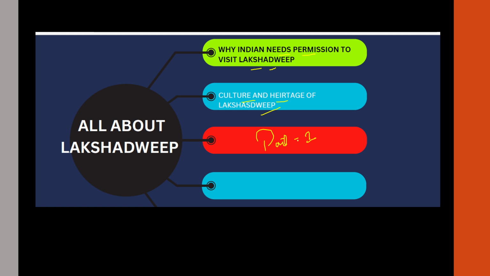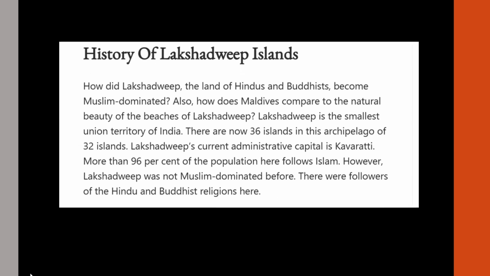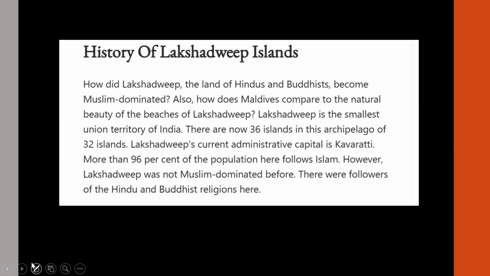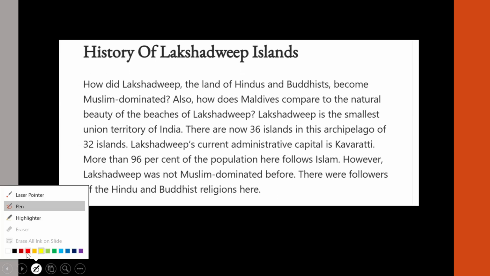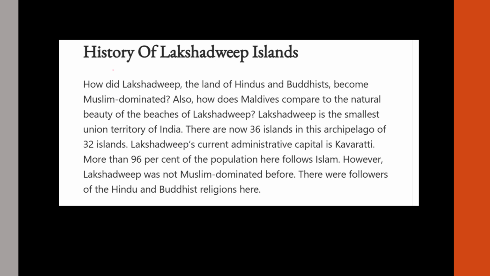So, first of all, let us throw a light on Lakshadweep. That is our part 1 in international relations. Right, so let us go ahead. How did Lakshadweep, the land of Hindus and Buddhists, become Muslim dominated? This is what we are going to answer.